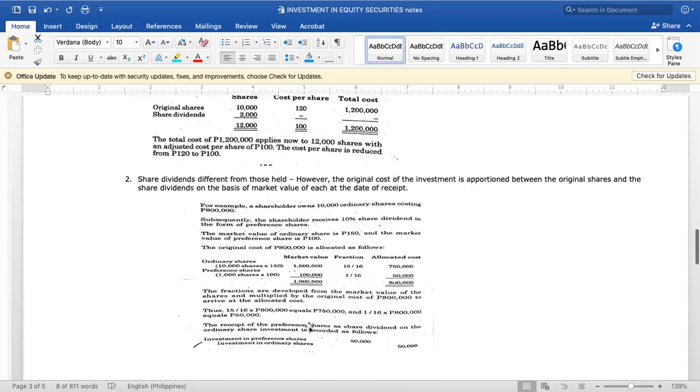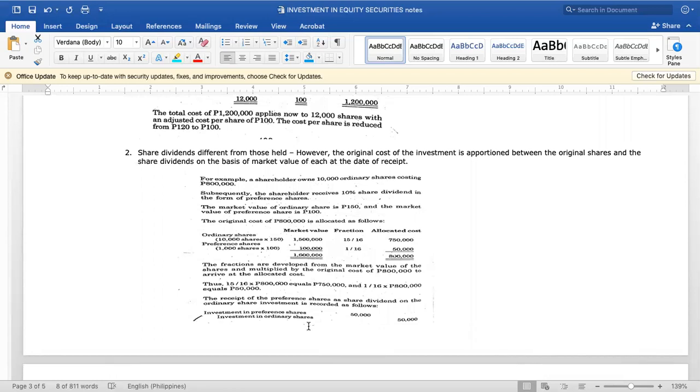Okay, so diri ta, share dividends different from those held. What if you owned ordinary shares pero ang gi-issue ni X Corp sa atoa is preference shares? So how do we account for that share dividend? It's still a share dividend. However, the original cost of the investment is apportioned between the original shares and the share dividends on the basis of market value of each at the date of receipt.